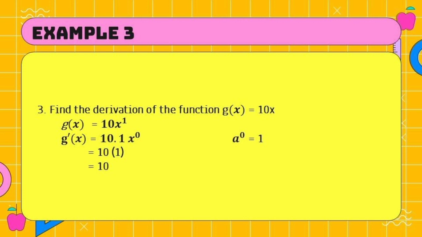Next, example 3. Find the derivation of the function g(x) equals 10x. So we multiply by the exponent of x. This is actually to the power of 1. So 10 is multiplied by 1 and the exponent is reduced by 1 to 0. We need to remember that any number to the power of 0 equals 1. So 10 multiplied by 1 equals 10.